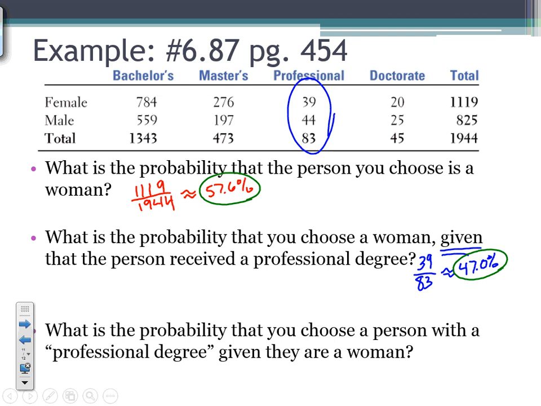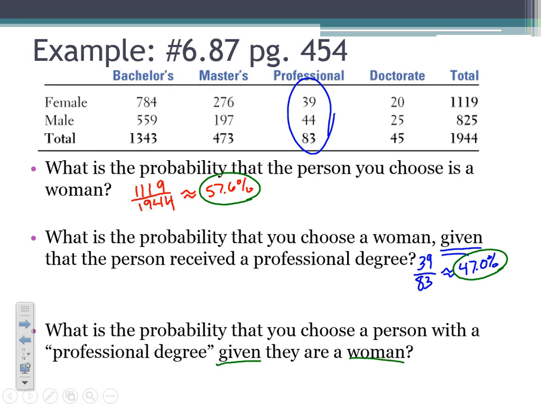All right? So last question here. What is the probability that you choose a person with a professional degree given that they're a woman? Now, the reason why I want to do this question is notice I'm dealing with the same two situations as the previous problem. I have woman and professional degree. Here I have professional degree and woman. But what's changed in this problem is what was given. Right? Previously, we were given professional degree, but this time we're given that they're a woman.